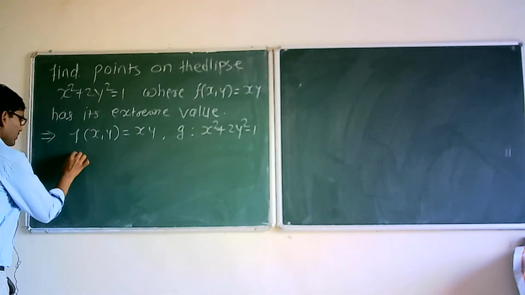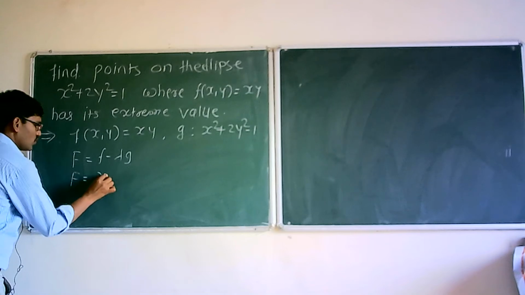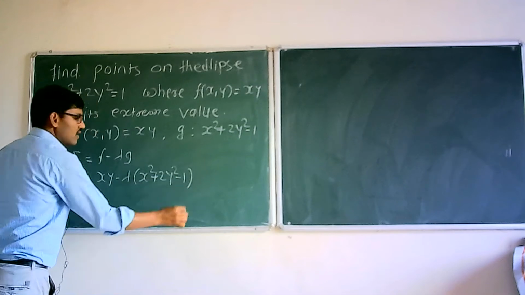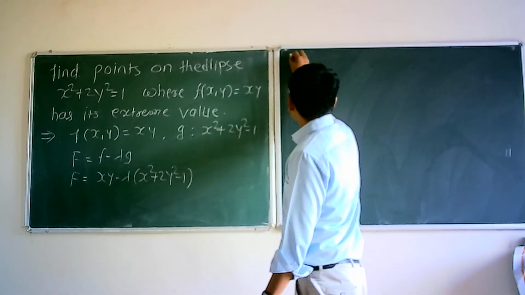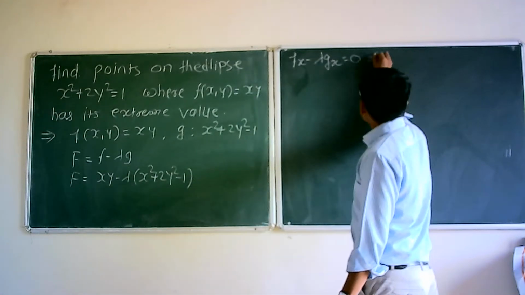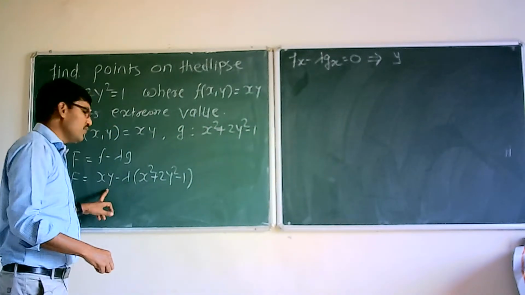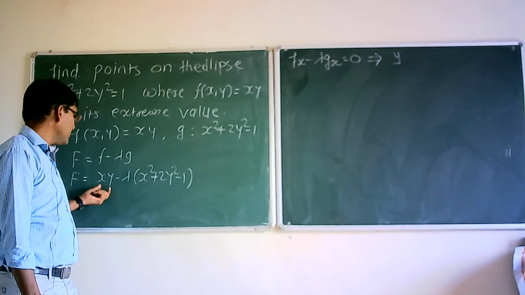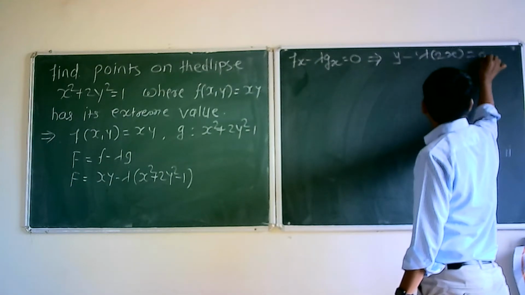So form the equation, capital F is equal to f minus lambda g. So capital F is equal to xy minus lambda times x square plus 2y square minus 1. Now to find a critical point, we have to consider f of x minus lambda g of x is equal to 0. So this implies, taking the partial derivative with respect to x, y is constant in the first term, so it gives y minus lambda times twice x is equal to 0.